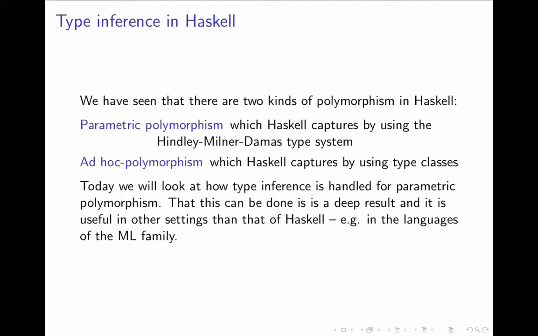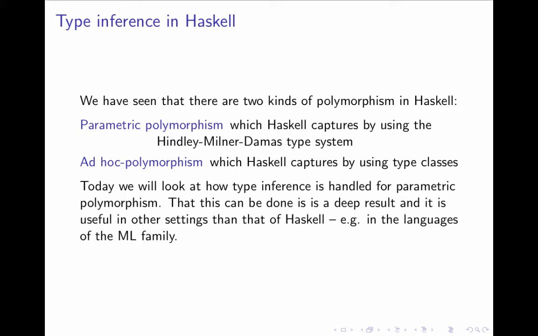We've seen that there are actually 2 kinds of polymorphism at play in Haskell. One called parametric polymorphism, that's the one that we capture by the Hindley-Milner-Damas type system. That was the subject of the previous session. And the other notion of polymorphism we also saw in the previous session, and that's the notion of ad hoc polymorphism. And in Haskell we capture that by means of type classes. Today's session we'll look at how type inference is handled for parametric polymorphism. So we're not going to look at ad hoc polymorphism, but I will return to it very briefly at the end.